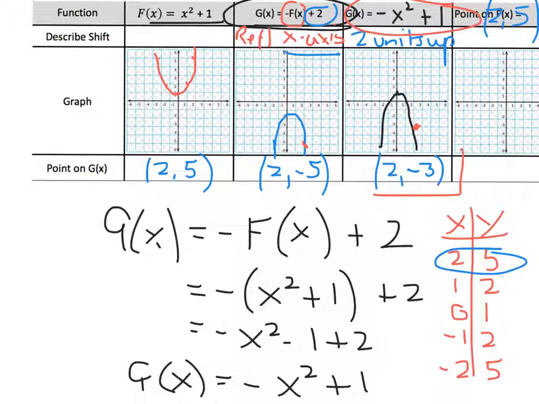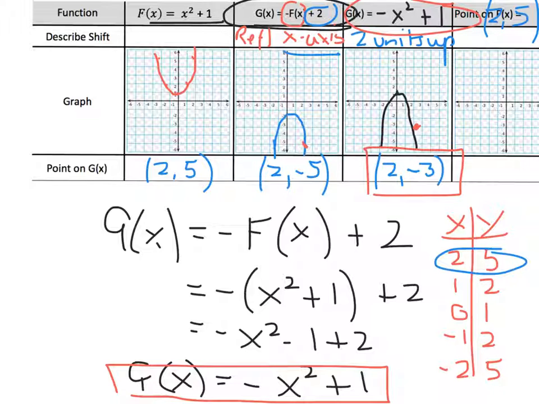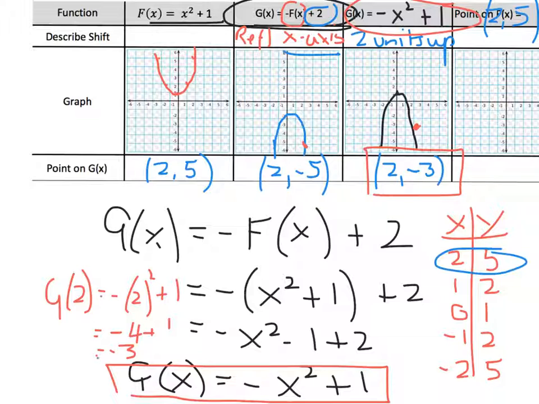But does that point lie on this line here? That is the crux of this. If that point lies on that, then we've got it right. So if x is 2, does y equal negative 3? And of course, g of 2 equals negative, bracket, 2 squared plus 1. And negative 2 squared is negative 4 plus 1, negative 3. And the point indeed is the point 2, comma, negative 3.